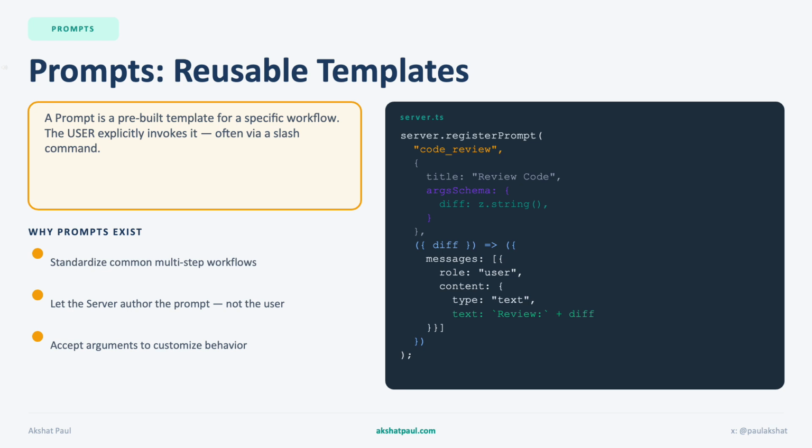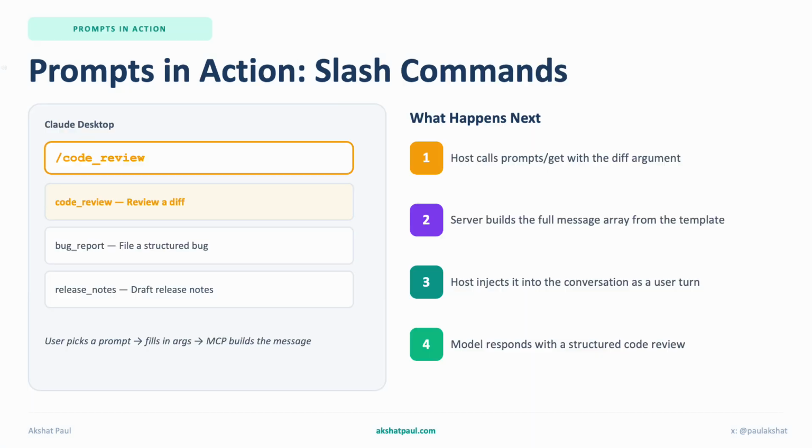When a user in Claude Desktop types something like /code_review and pastes a diff, this is the exact code that builds the resulting prompt that gets sent to the model. Let's see prompts in action with the most common real-world pattern, the /command menu.